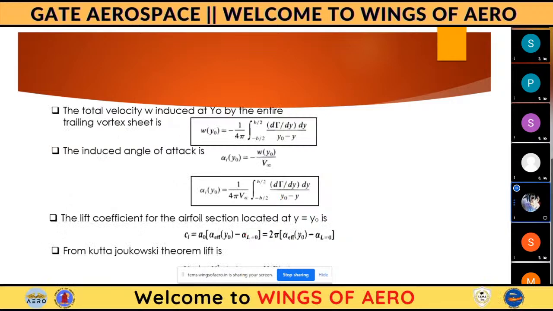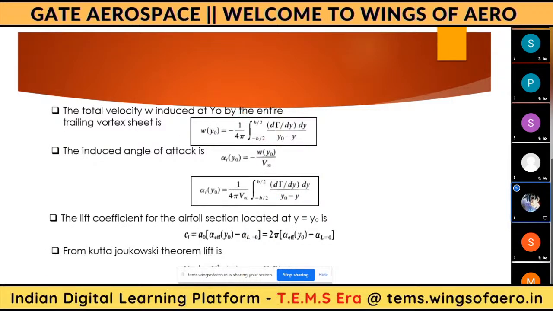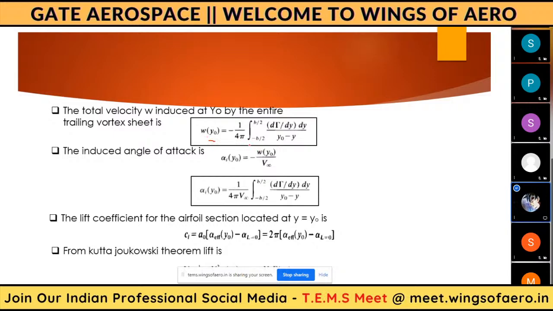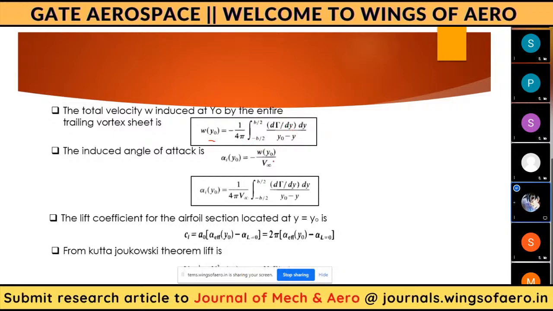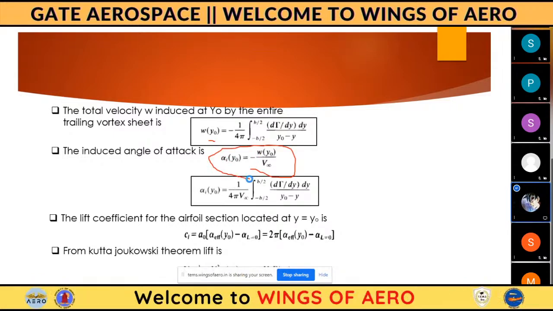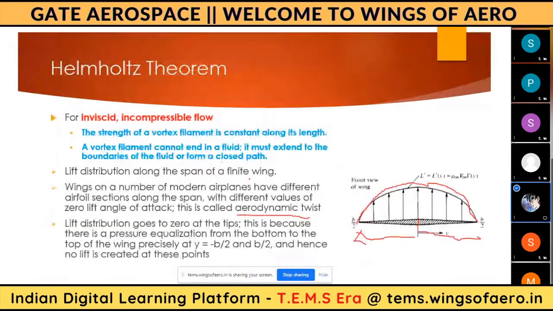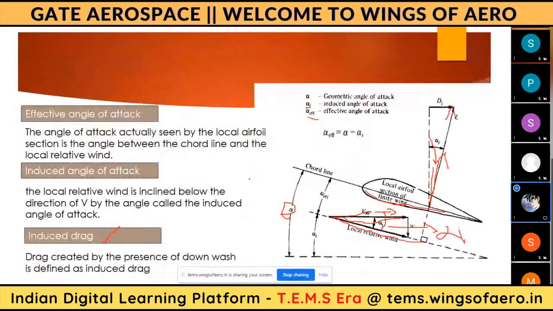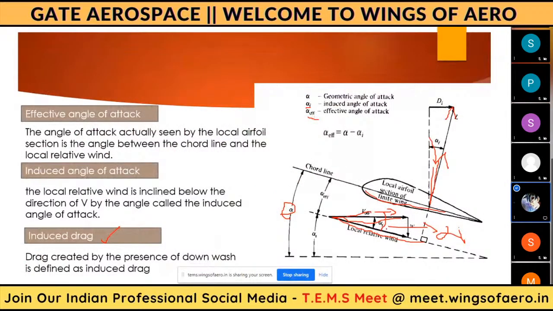So the total velocity induced at y naught by the end of the trailing vortex sheet is w of y naught equal to minus 1 by 4 pi, integral from minus b by 2 to b by 2 of d gamma by dy divided by y naught minus y. So the induced angle of attack is alpha I of y naught equal to w of y naught divided by V infinity. This we got from here.